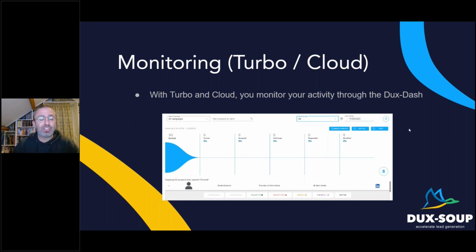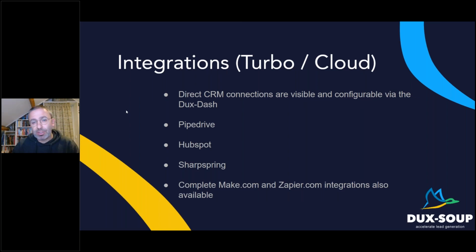Through the funnel flow here, you can see how many people you've enrolled and invited against the campaign, and then the net results of your campaigns and what happens next. And then similarly, we have our integration. So with Turbo and Cloud, these versions give you access to the API. That means that you can integrate with HubSpot, Pipedrive, and SharpSpring directly, and those are all configurable via the Dux Dash. But then we also have Make and Zapier integrations available, where any other system which has an integration with Make or Zapier, which are no-code platforms if you're not familiar with them.